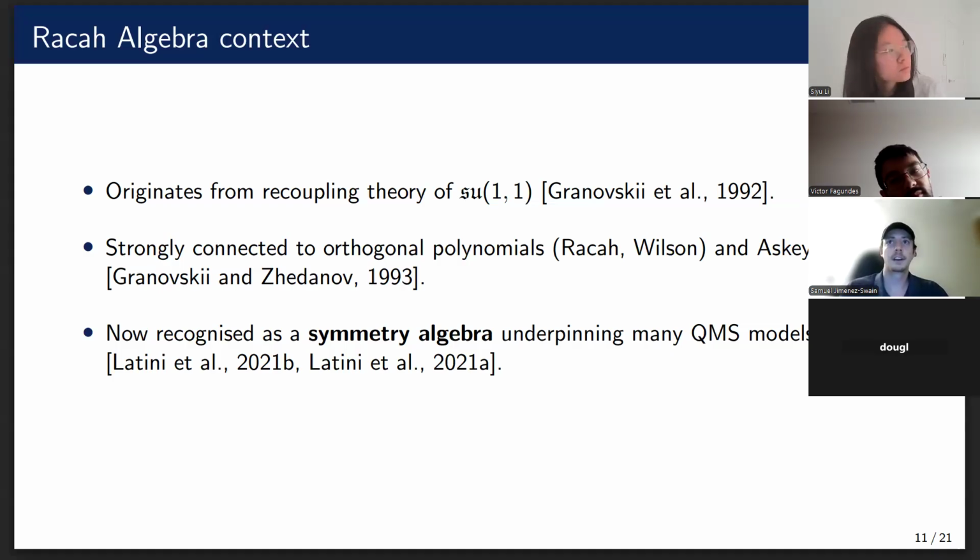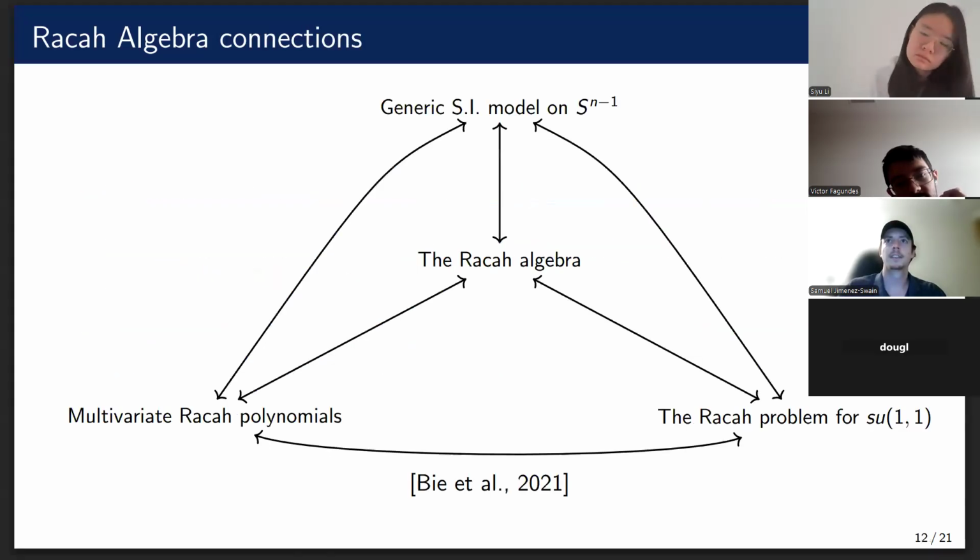Then the Racah algebra, denoted R3 or Rn depending on the rank, is the typical prototype example of these quadratic algebras. Like I said, its main role is encoding the algebraic structure of the Racah polynomials, but it shows up in a lot of different areas. The important part for this talk is how it shows up in superintegrable systems.